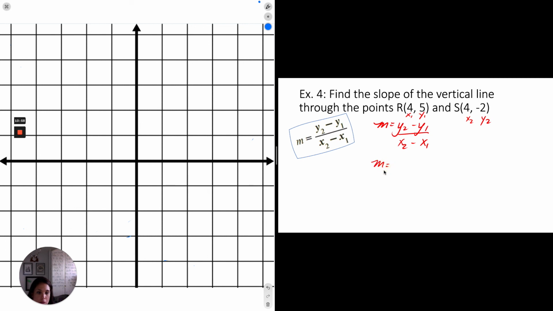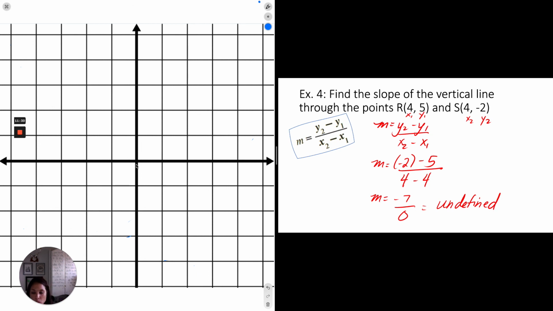Okay, now let me fill in the values. So y2 is -2 minus 5 divided by 4 minus 4. -2 minus 5 is -7. 4 minus 4 is 0. So here again, I have the slope of the line is undefined, and I'm going to have a vertical line.